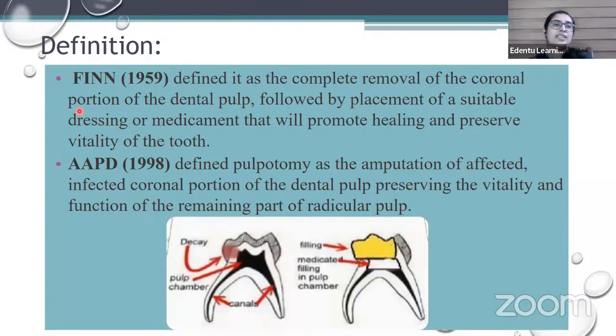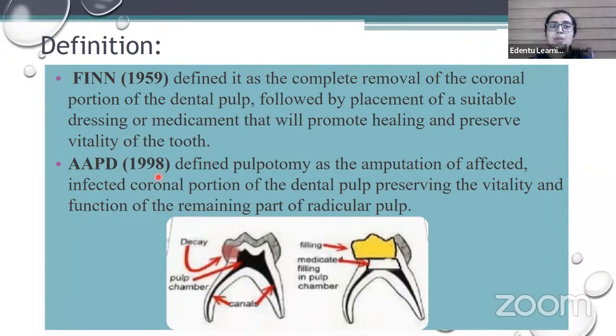So let's start with the definition of pulpotomy. As I told, the correct structure, or how well you chart the answer, is a very important point when it comes to getting a good score in the examination. The definition of pulpotomy is the complete removal of the coronal portion of the dental pulp, followed by the placement of a suitable dressing or medicament that will promote healing and preserve the vitality of the tooth.